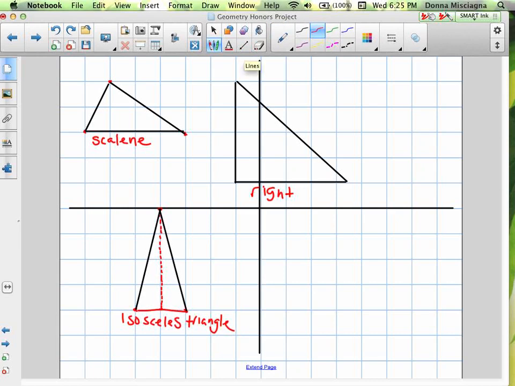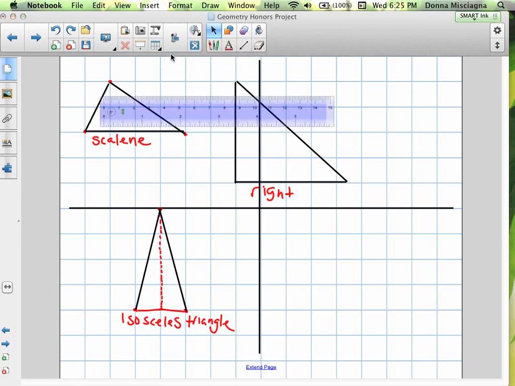And then finally, equilateral triangle. So again, you're going to want to make one of the sides vertical or horizontal. I'll make one vertical this time. And let me show you a really easy way that you could get an equilateral triangle.